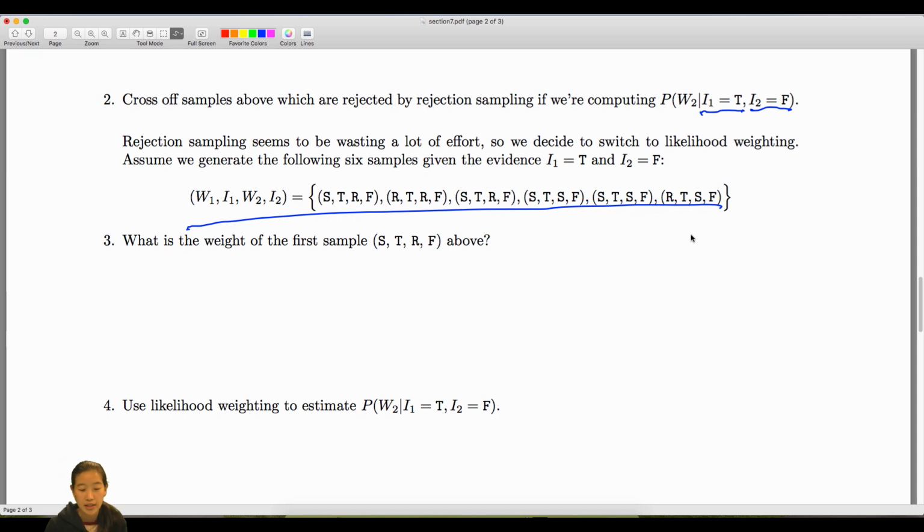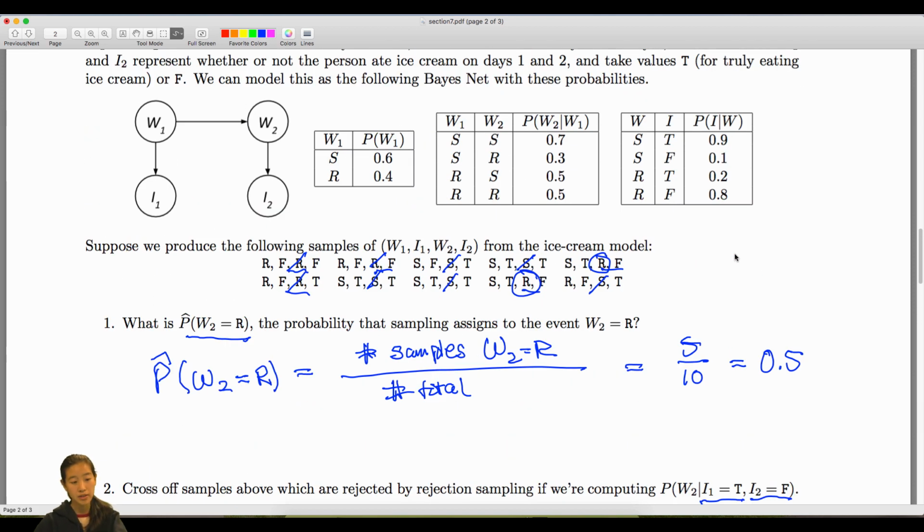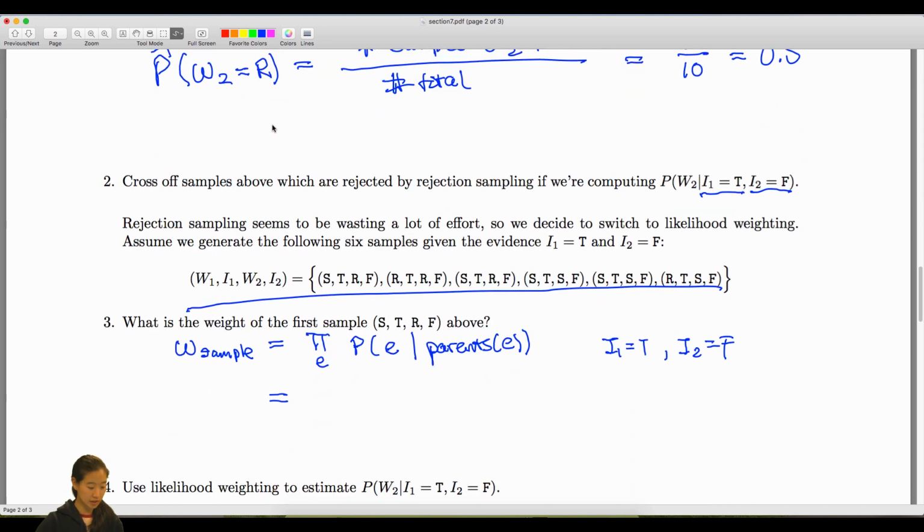For question 3, it wants us to calculate the weight of the first sample, STRF. So we can just calculate it. Writing out the equation, the weight of the sample is equal to the product, over all the evidence variables, of the probability of getting that evidence variable given the parents of the evidence variable. So this is just the equation, nothing super special about it. We plug in the values. The evidence variables are I1 equals T and I2 equals F. Scrolling back up, we see that the parent of I1 is W1, and the parent of I2 is W2, respectively. So we're just going to write out the probabilities.